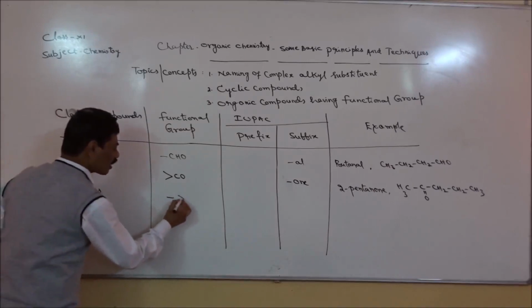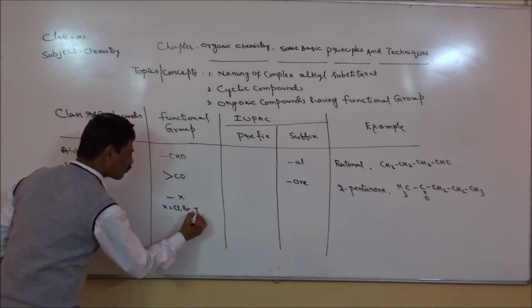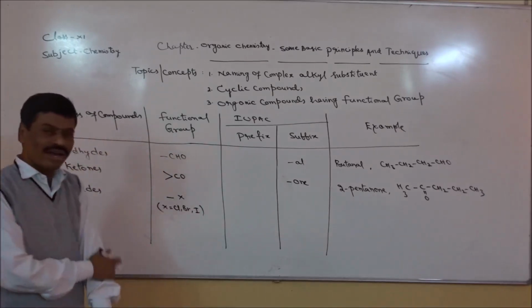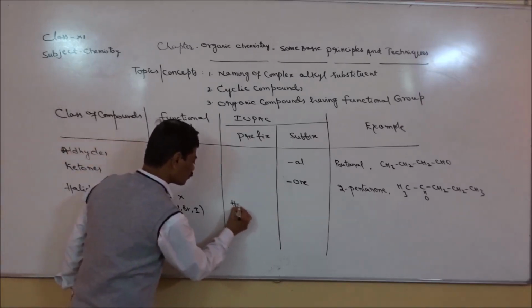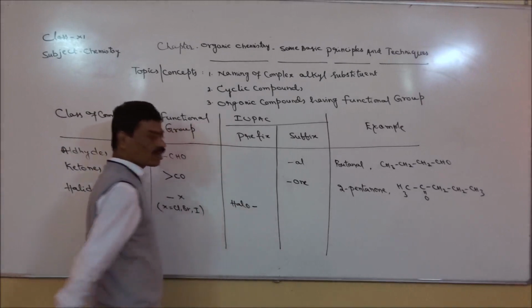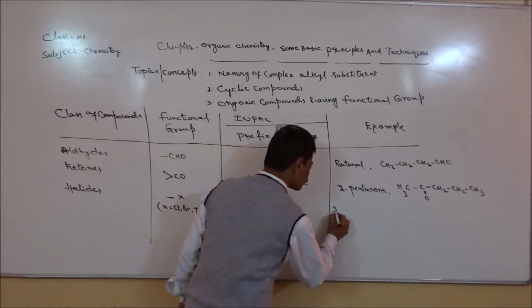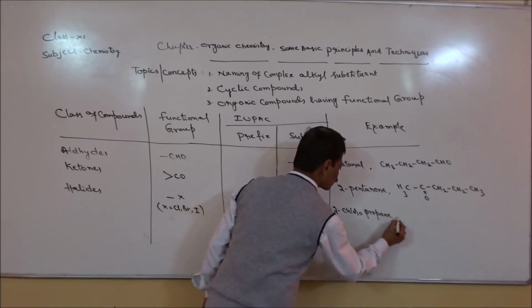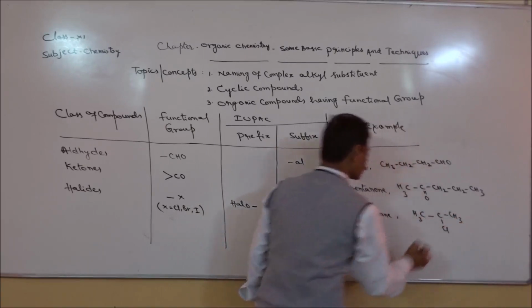And the functional group is X. X can be equal to Cl, Br, I for iodine. Right. Now, in the case of halides, the name of the compound begins with halo. Halo is the prefix, and single bond. Right? Best example for this is 2-chloropropane. So it is like this. 2-chloropropane.